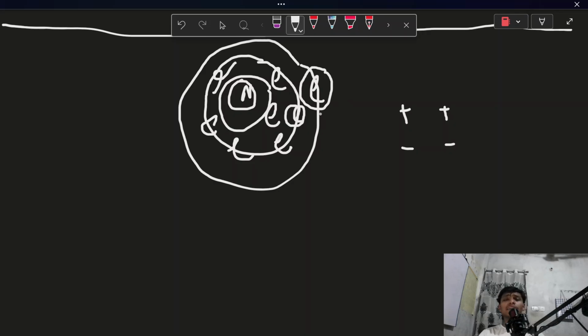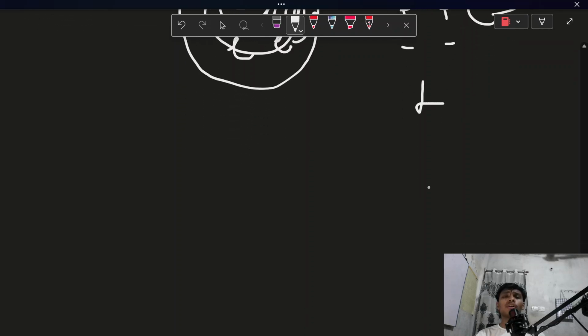Now our concern is that this is an electron present in the outermost shell, and these are some electrons present in the inner shells. The repulsion that these electrons generate on the outermost electron is known as electronic shielding, or the shielding effect. So this is actually the shielding effect. We used to represent it by a small sigma.